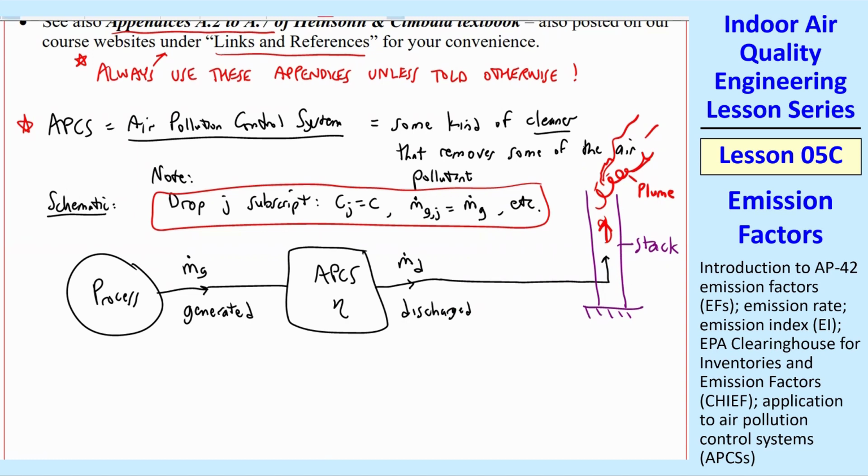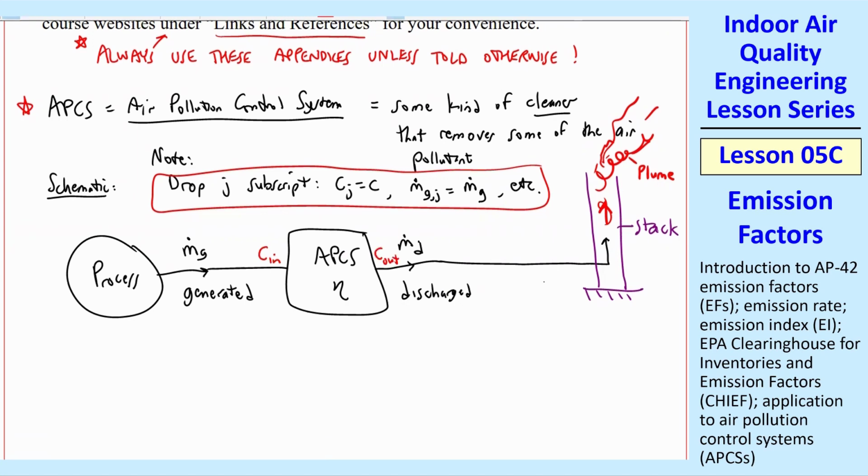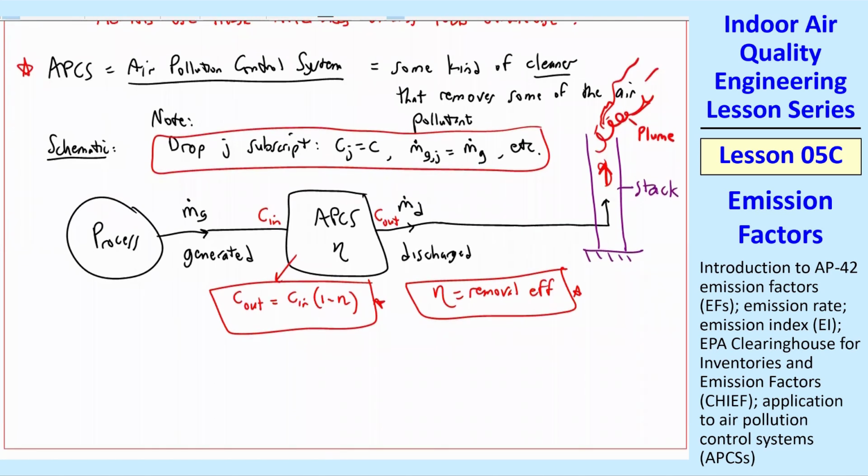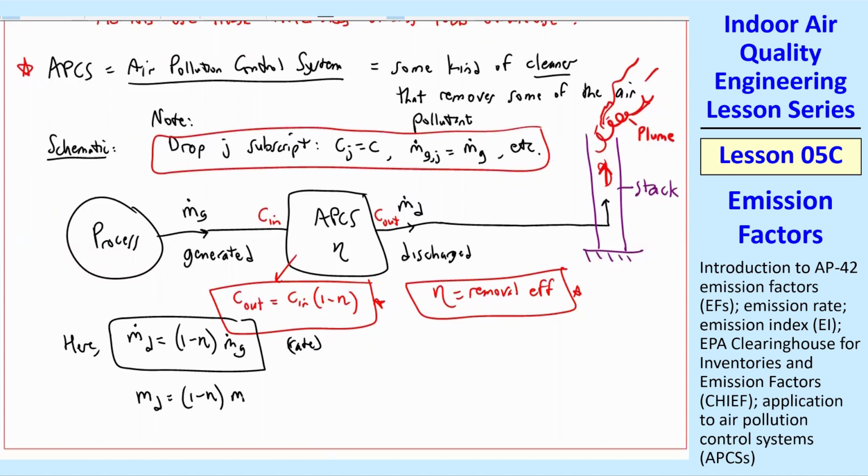And I can write the inlet to this air pollution control system, dropping the J subscript, would be C in, mass concentration in, and C out. For any air pollution control system, we have that C out is equal to C in times 1 minus eta. And eta is a removal efficiency. And so this is true for any air pollution control system. Here, we're talking about in terms of m dot, you can write the same thing. So here, we can write m dot D is equal to 1 minus eta times m dot G. So we're discharging 1 minus eta times what we generate. So this is in terms of a rate. We can also write it in terms of the actual mass if we're not dealing with rates, but mass itself. So this would just be M_D equals 1 minus eta times M_G. So take your pick, whichever one you use.